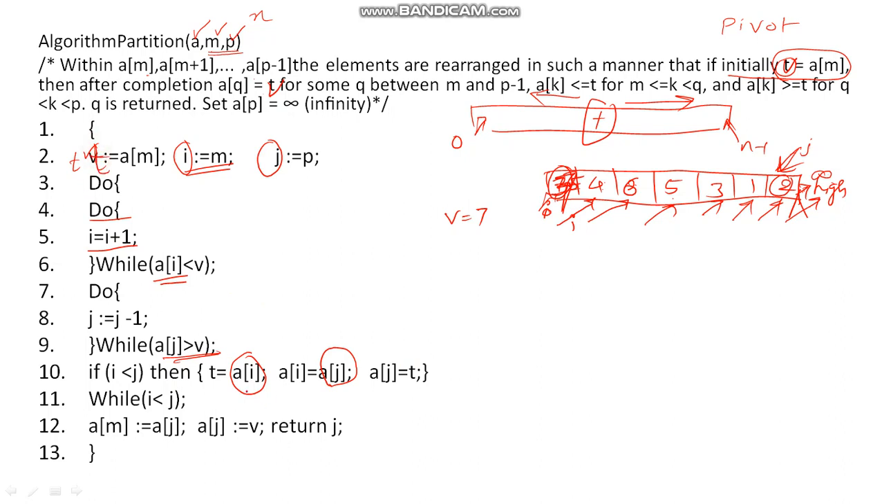So t is equal to a of low, actually it is t is equal to a of m, and a of m is equal to a of j, and so the exchanging will be done here. So what happens here is 2 will come at the first position, 4, 6, 5, 3, 1, 7.